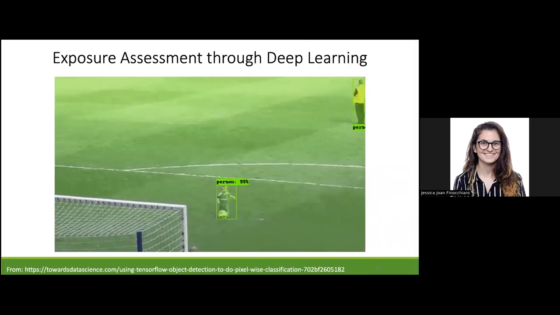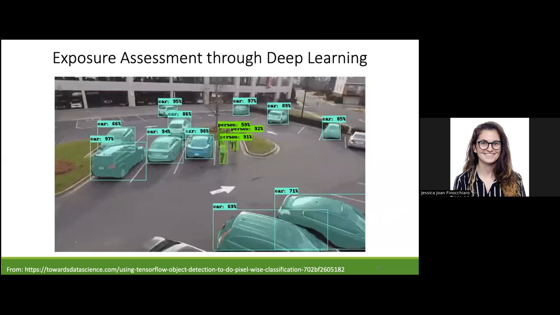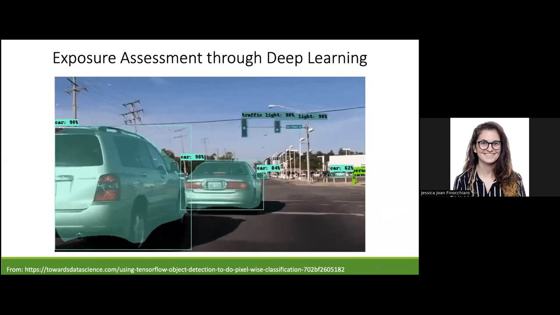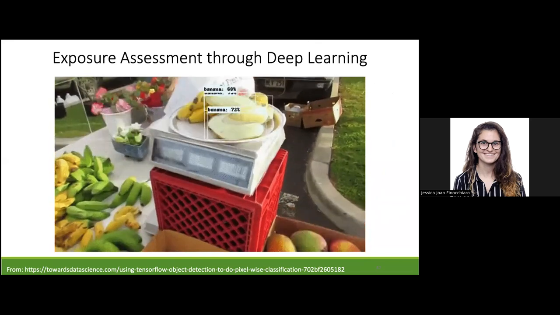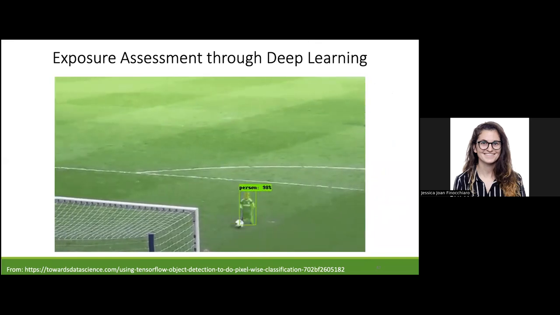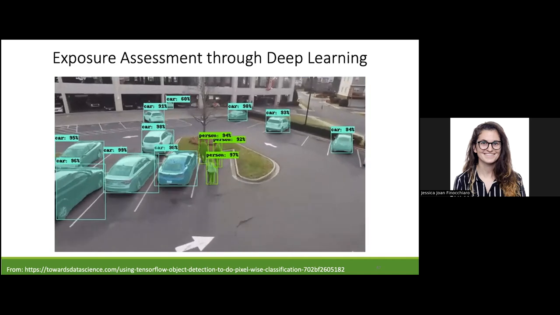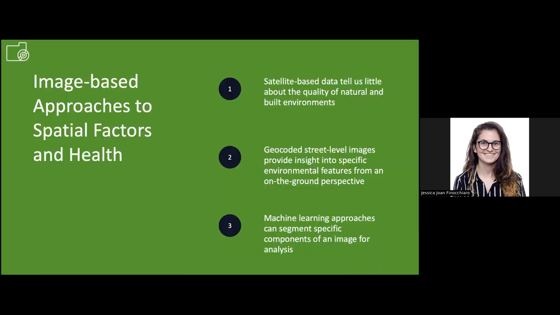All right. So I'm sure as computer scientists, this stuff is old hat for you, right? But when we talk about improving our measure of location data, where our participants go, talk about measuring behaviors better, what about the specificity of our exposures, right? So what we have been doing in the past couple of years is trying to capitalize on all this work that's been going on with deep learning and image processing, right? So we know that our satellite-based data, this top-down approach, tells us very little about the quality of natural and built environments.